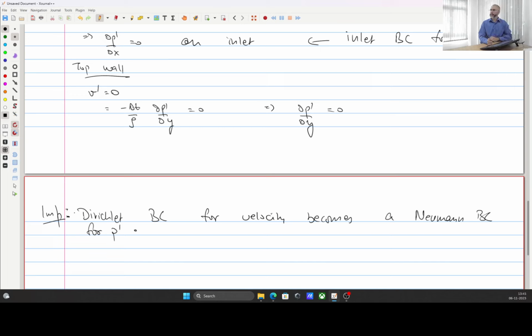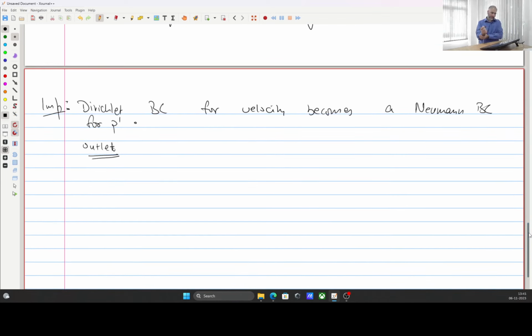Now what about the outlet? On the outlet, we are saying that the primitive variables u and v are fully developed. So this implies that del u by del x is equal to 0 and del v by del x is equal to 0. That's what fully developed means. Things are not changing with the x direction.